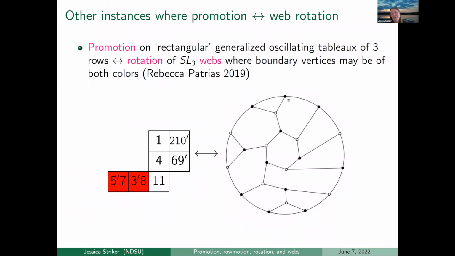Here are some other instances where we have promotion and rotation. So here is a picture from Rebecca Patrias's paper on generalized oscillating tableaux. So a generalized oscillating tableau of 3 rows is going to correspond to rotation of SL3 webs, where now the boundary vertices can be of both colors. And Becky actually just told me there's some important work by Heather Russell that also is relevant to this situation. So that didn't make it on the slide, but I wanted to mention that.